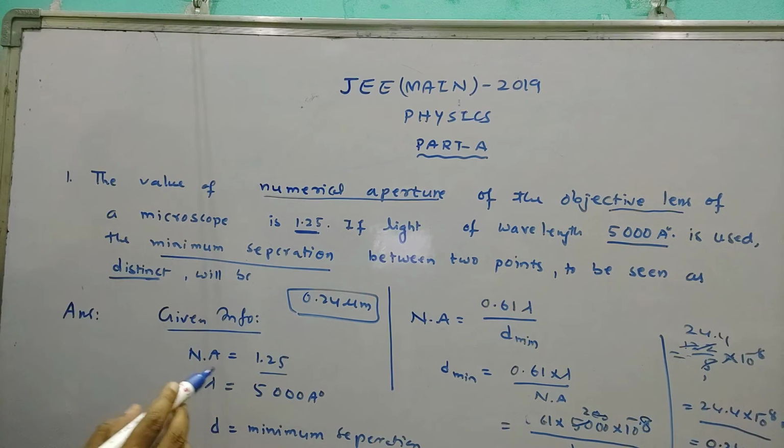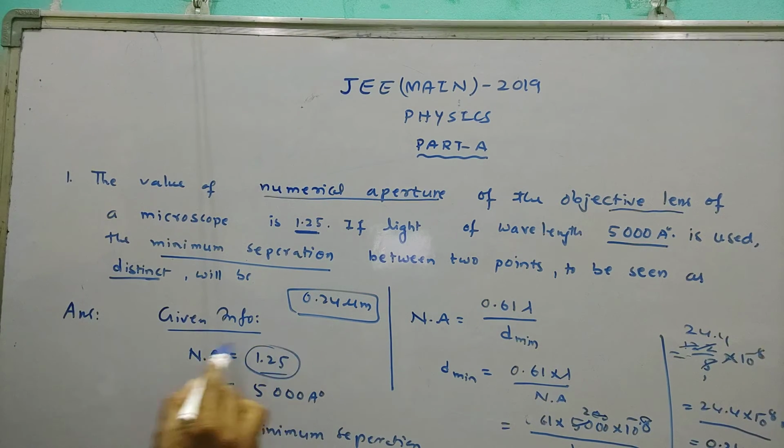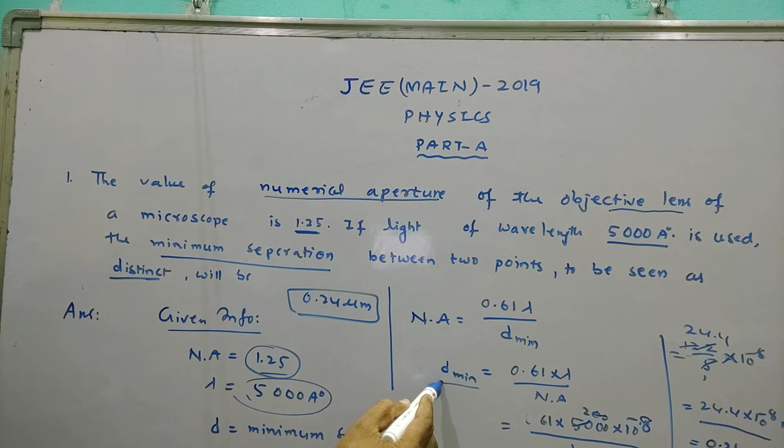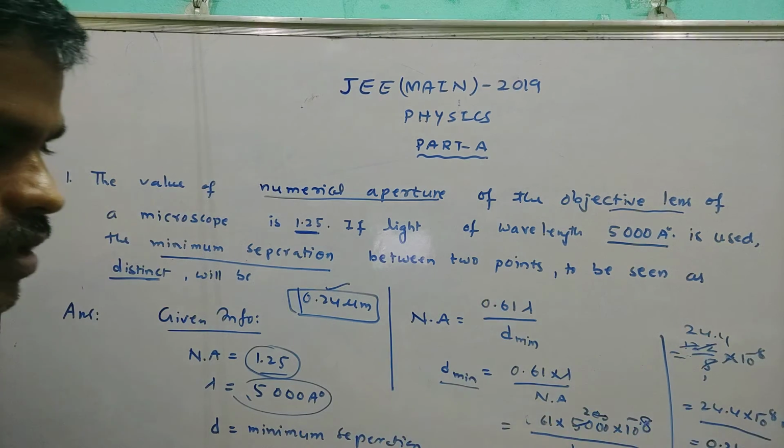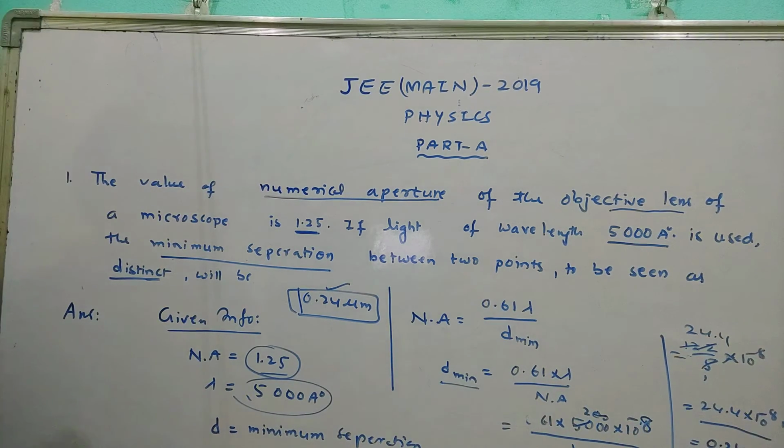So, given information: numerical aperture 1.25, lambda equals 5000 angstroms. So this is d, the minimum separation between two points. So the answer will be 0.24 micrometer. If we cut it, you will get the value.